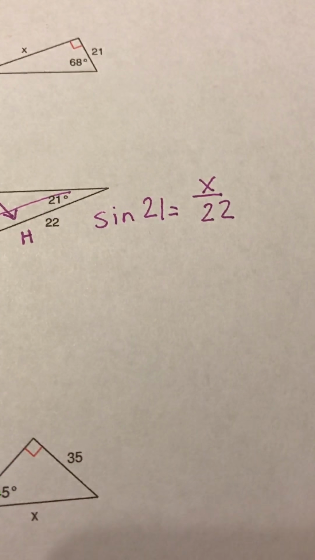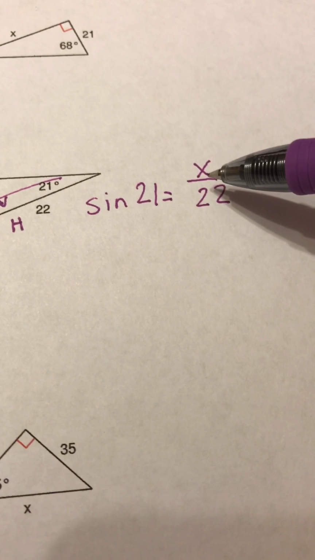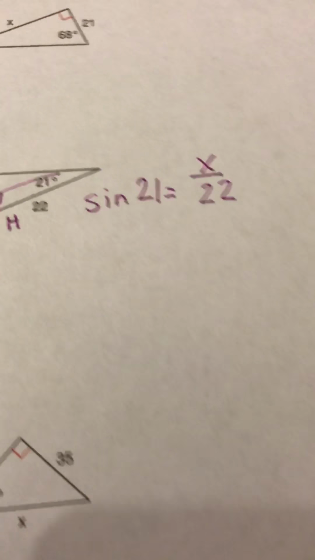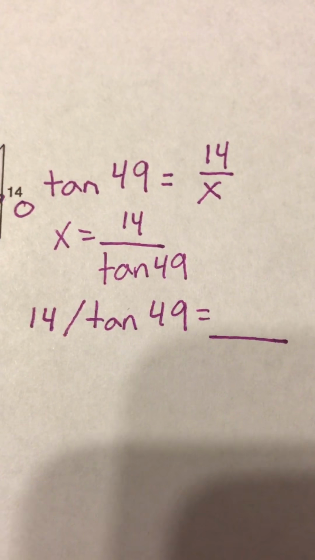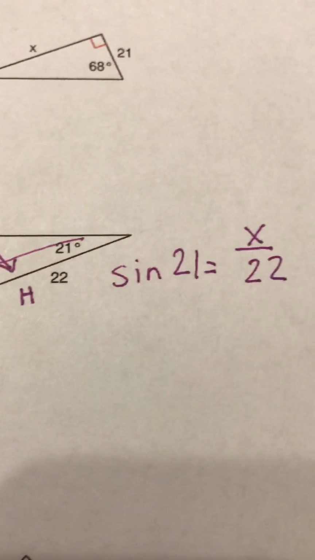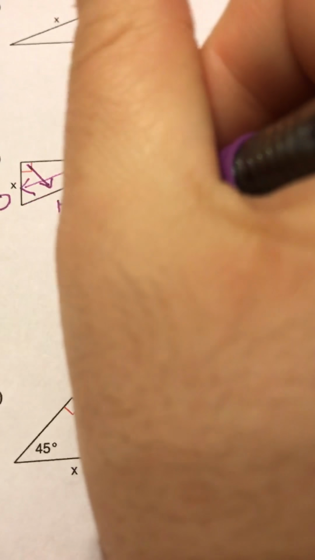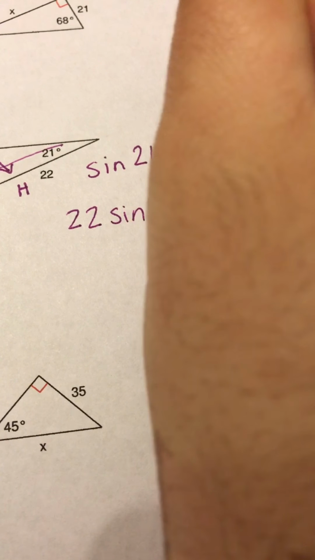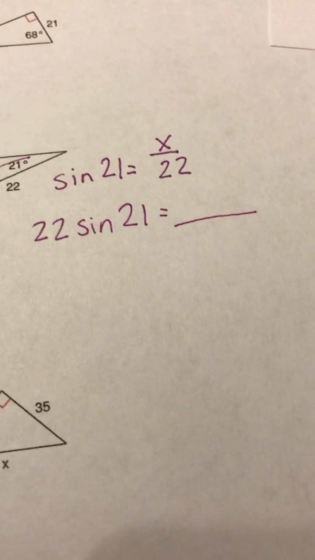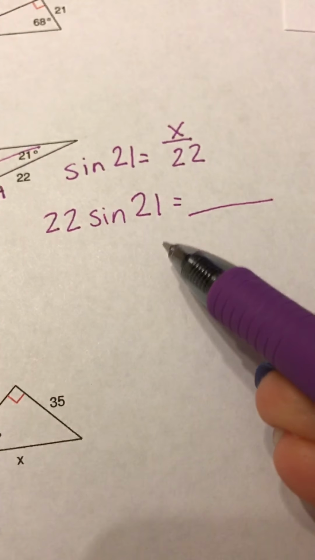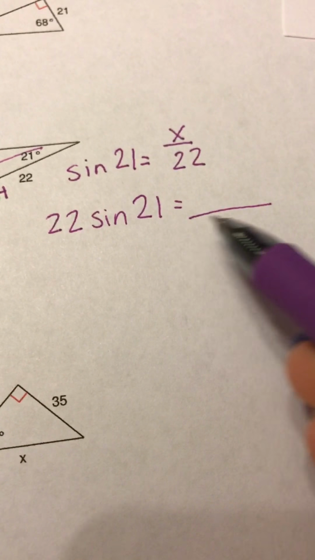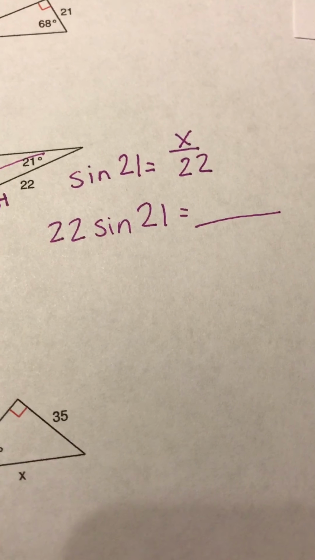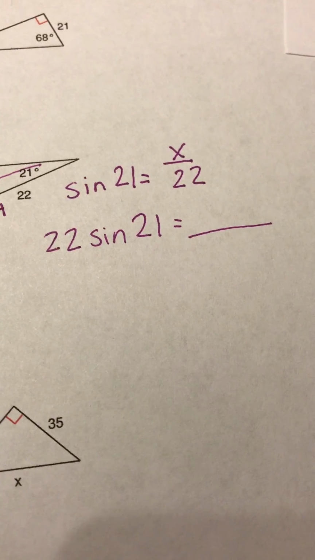Okay. If X is up high, then we're going to multiply. So we're not switching them like we did on these. We're going to multiply. So I'm going to have 22 times sine 21. Whatever that gives you in your calculator, 22 times sine 21, and that's your answer. Okay?